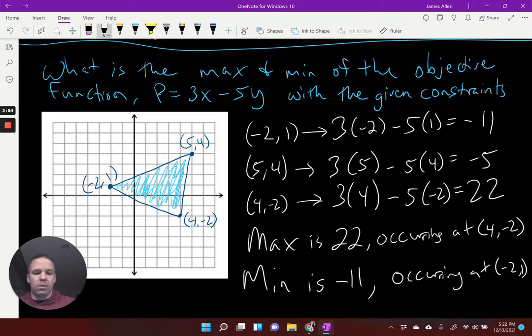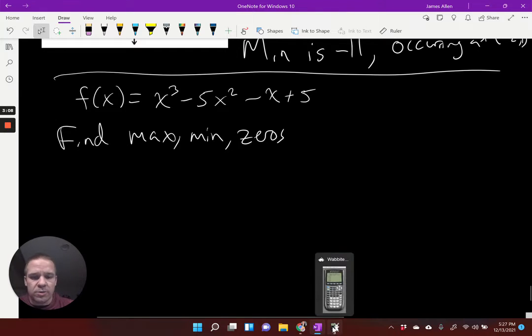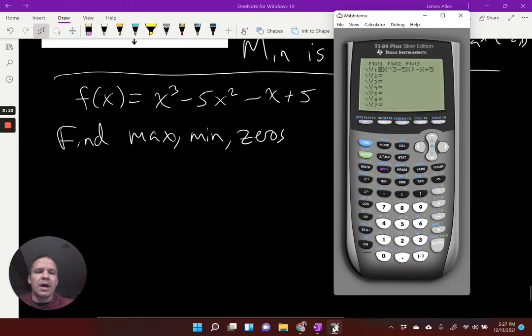Let's roll. All right, for this next one here, this is a pretty loaded question because there's a lot of questions we can ask on it. So given this cubic polynomial, let's find our max, our mins, and our zeros here, shall we? Okay, that sounds wonderful.